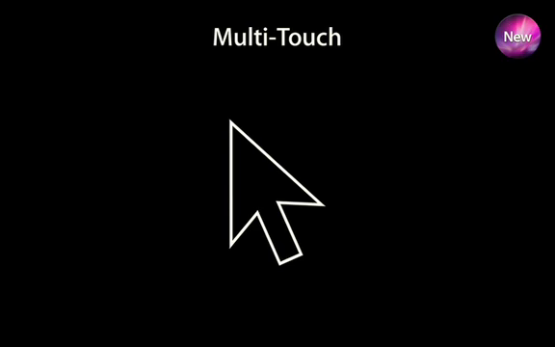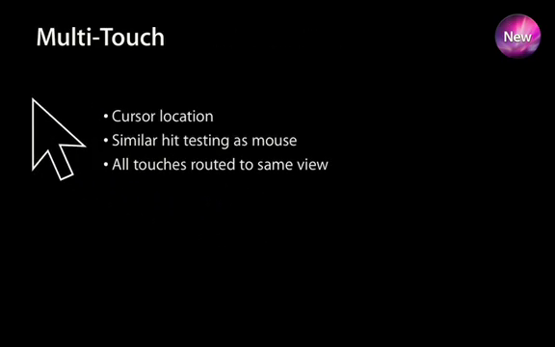So multi-touch events are another pointer event. So we use the cursor location to determine where to send the multi-touch events. We do similar hit testing that we did for the mouse. The difference is once hit testing is complete, we go up the view hierarchy until we find a view that is accepting touches, and then we use that view as the first responder in the responder chain.